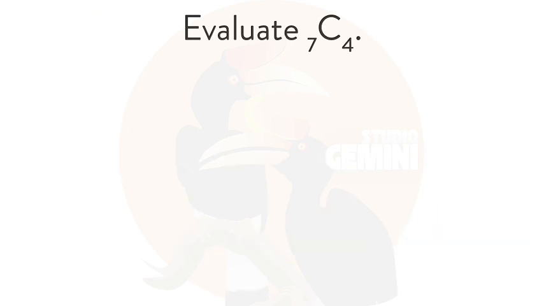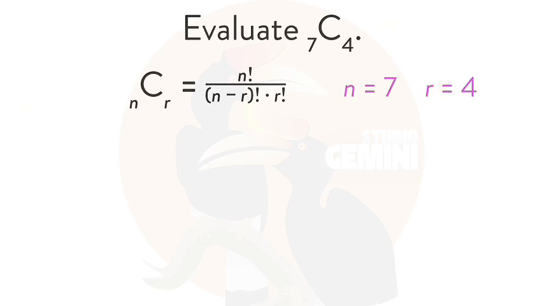The solution process we just used can also be written as a formula. Let's try this problem again using the formula for calculating combinations. nCr equals n factorial divided by n minus r factorial times r factorial. Now let's apply the formula to calculate 7C4. The total number of objects is 7, so n equals 7. We're choosing 4 objects, so r equals 4.